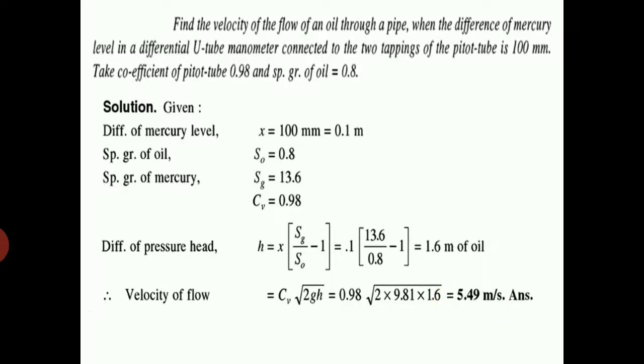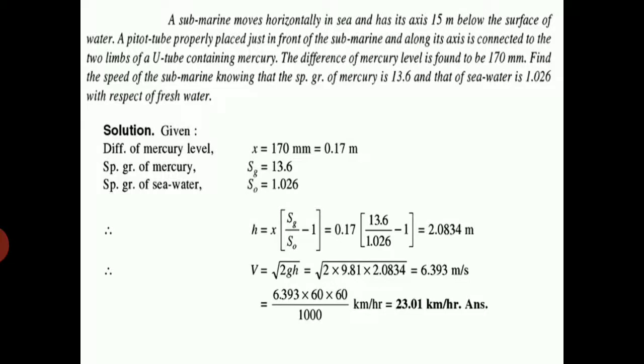The next numerical: a submarine moves horizontally in a sea and has its axis 15 meter below the surface of water. A Pitot tube properly placed just in front of the submarine along its axis is connected to the two limbs of a U-tube containing mercury. The difference of mercury level is found to be 170 mm. Find the speed of the submarine, knowing that the specific gravity of mercury is 13.6 and that of sea water is 1.026 with respect to fresh water.